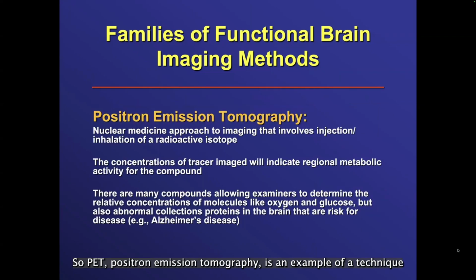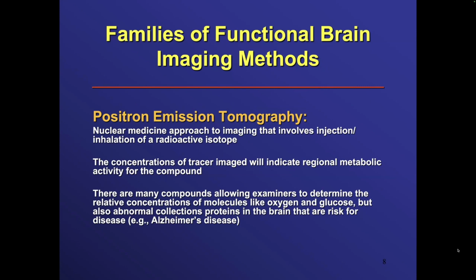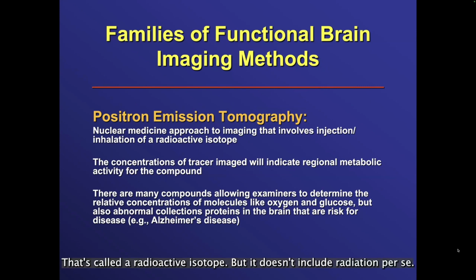So PET, or positron emission tomography, is an example of a technique that examines brain function based on cerebral metabolism. In order to do this, you do have to inject an individual with a compound that breaks down. That's called a radioactive isotope, but it doesn't include radiation per se. And over time, it's been established that PET is safe for individuals.